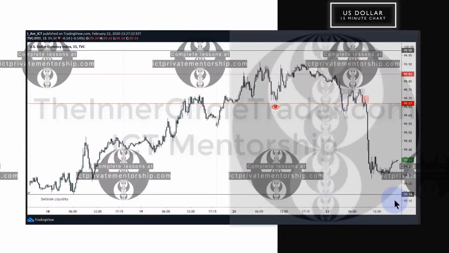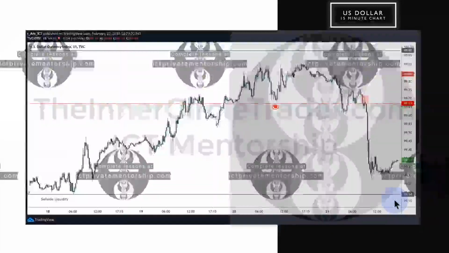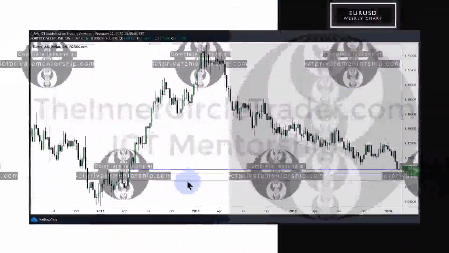So I believe, as I mentioned last week, and I'll talk about this when we get into the stocks and bonds portion of this video towards the end, that we have done something significant in the stock market, and I'll talk about that when we get there. But moving into Eurodollar, here is the Eurodollar weekly chart, and this was the BISI, buy side imbalance, sell side inefficiency, fair value gap.